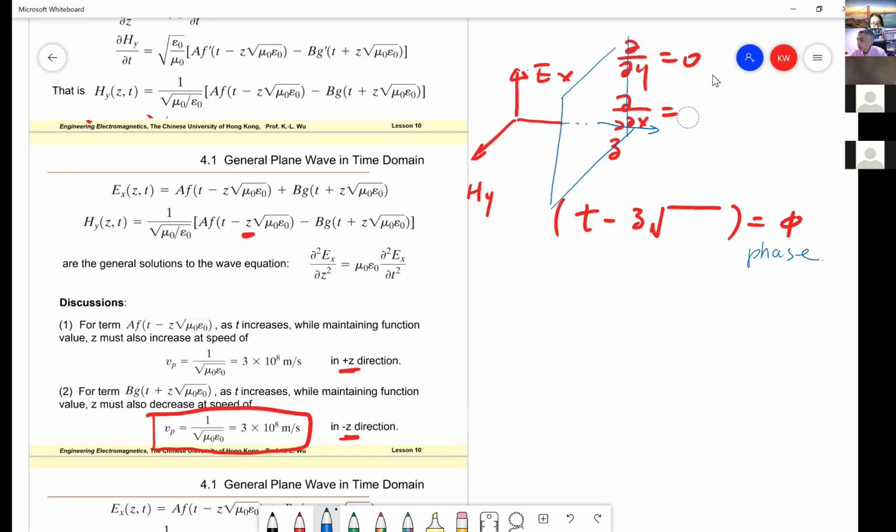The wave propagates in this phase plane. This phase plane is a plane. This is the propagation direction. So we call this a phase plane. This is the plane, okay? So that's why we gave such a wave a very illustrative name: we call it a plane wave.